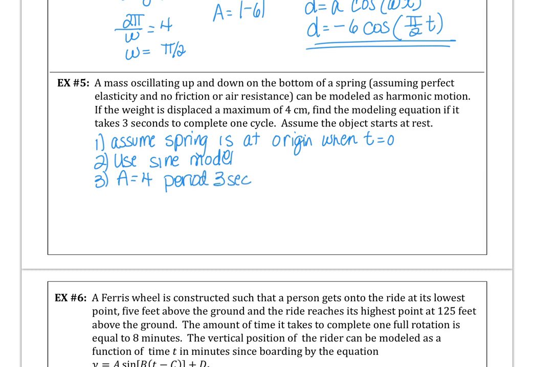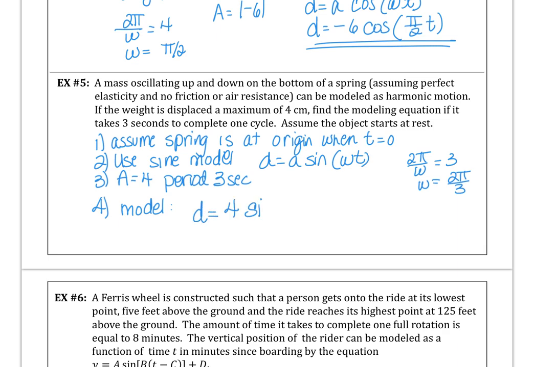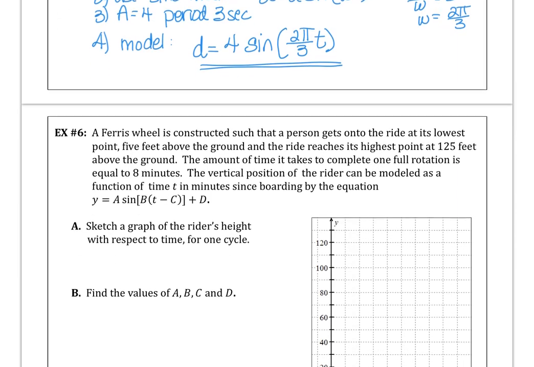So our model, let's think about this. 2 pi over omega is 3. So omega is 2 pi over 3. And then finally, using the sine model, d equals A sine omega times time. Our model would be d equals 4 sine of 2 pi over 3 t. So that wasn't bad.